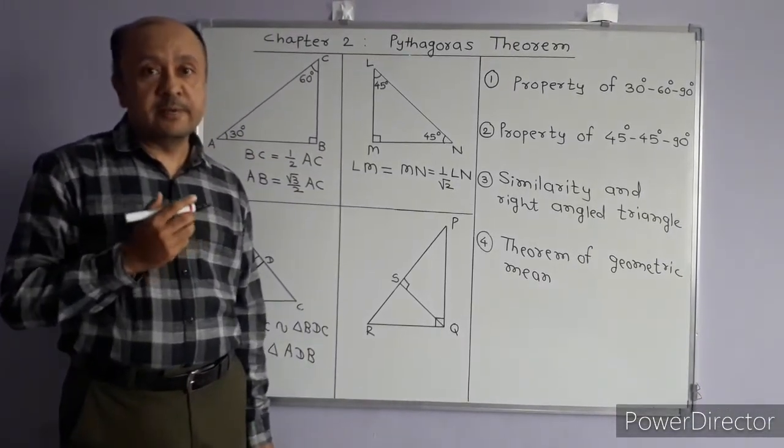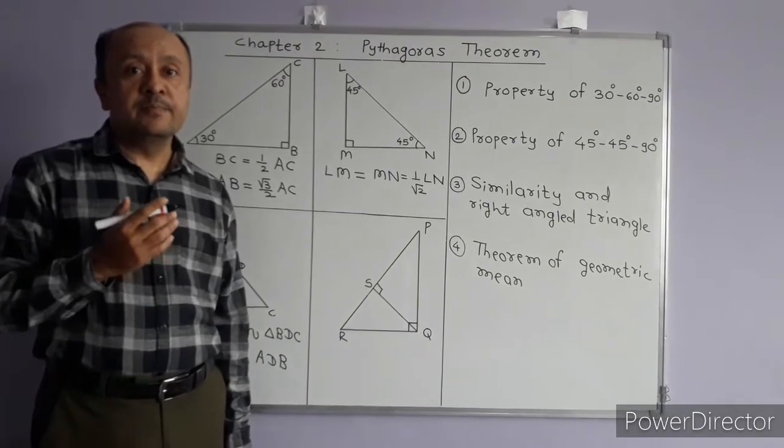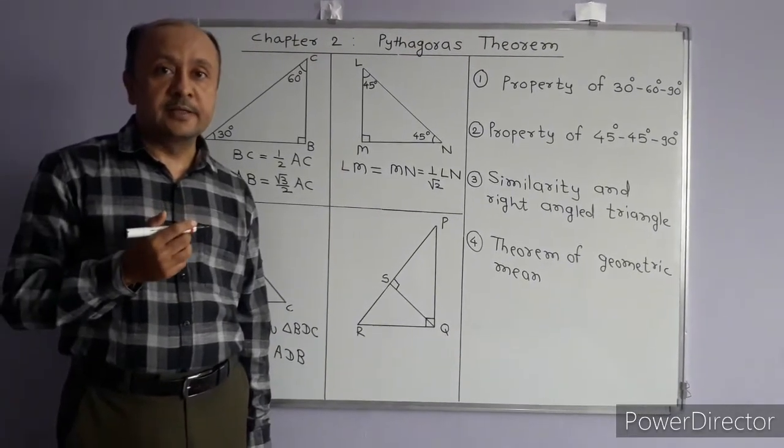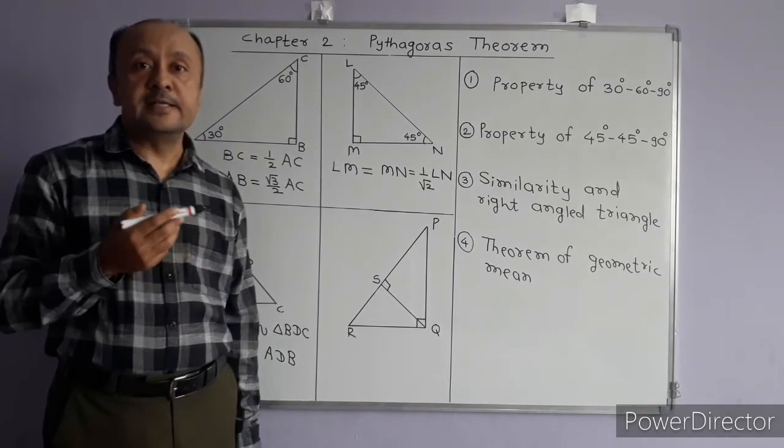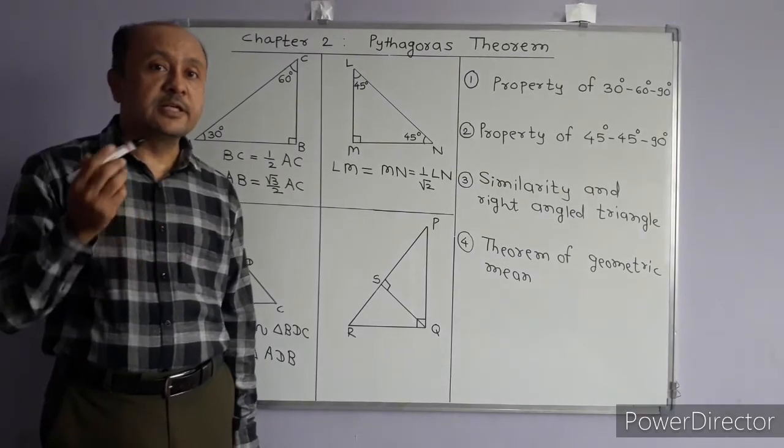What is the meaning of geometric mean? If A upon B is equal to B upon C, then B square is equal to AC. Then B is called the geometric mean of A and C. In ratio and proportion you have studied this concept.